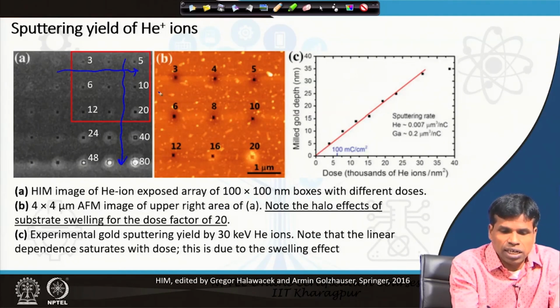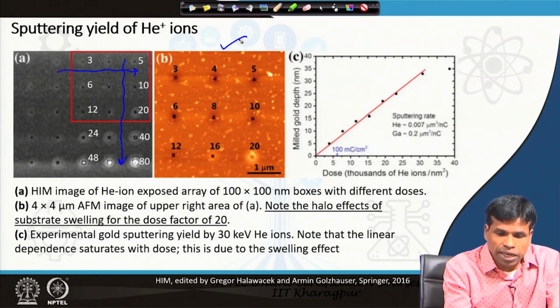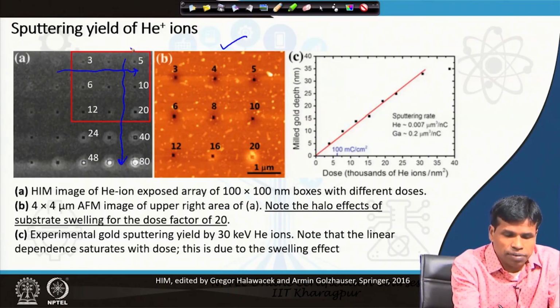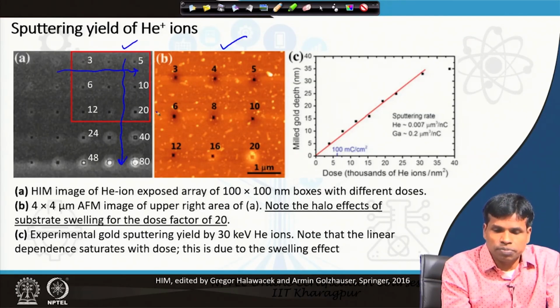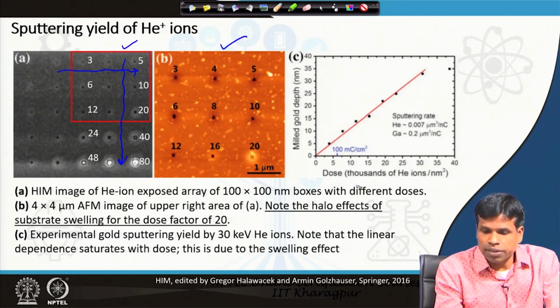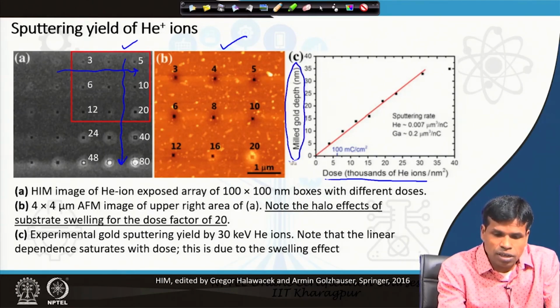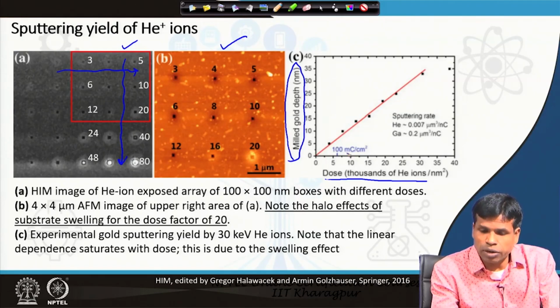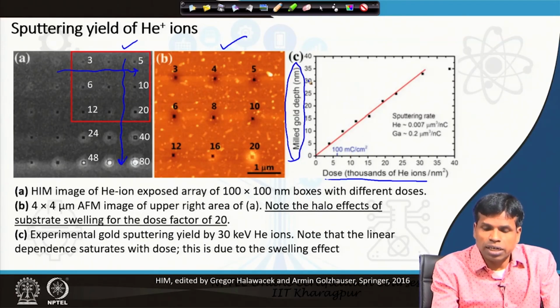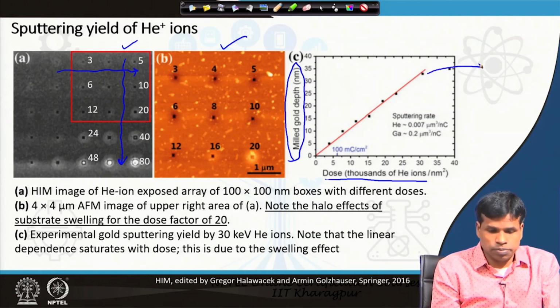And what we see here is the AFM image, atomic force microscopy image, providing the portion marked by the red circle, and on the right side you see how the dose affects the milling depth. Milling depth was measured by atomic force microscope. As we see, as we increase the dose, milling depth increases and then becomes saturated after a certain dose.